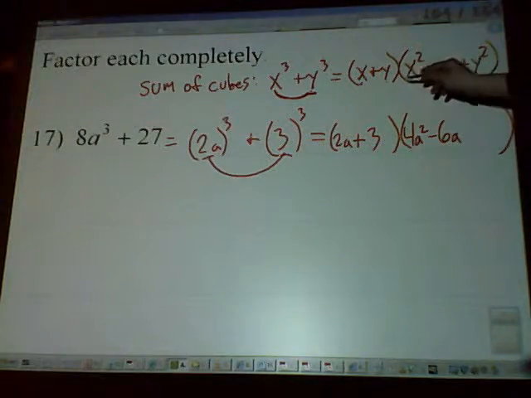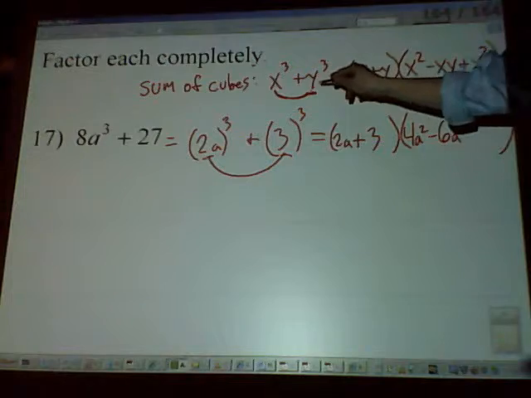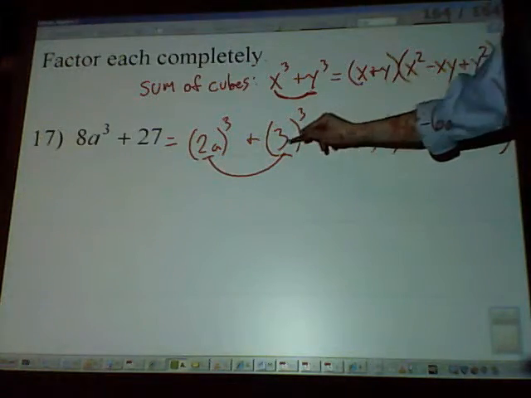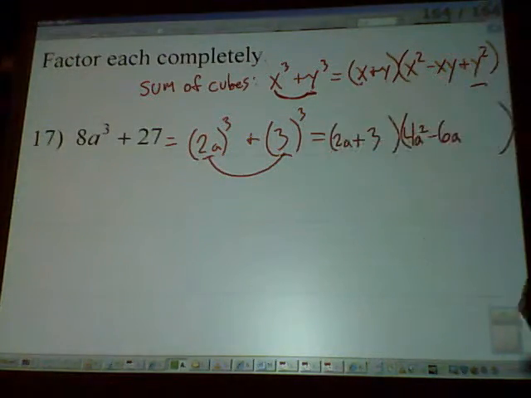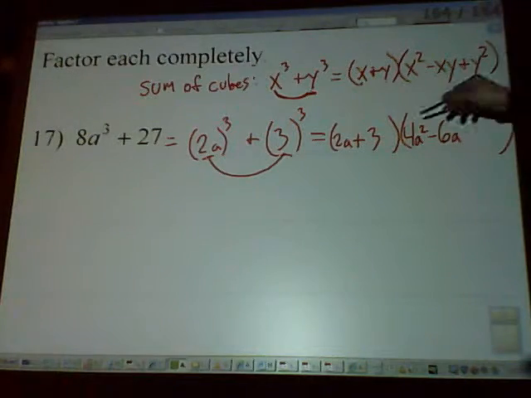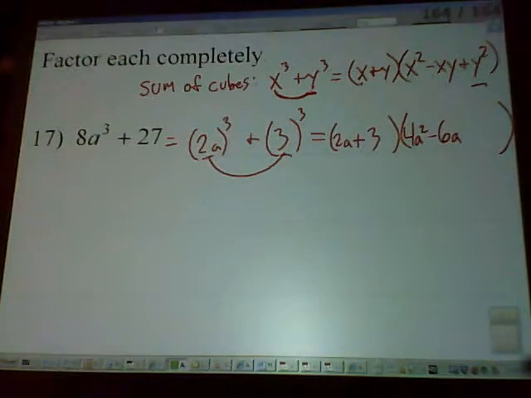Now we're at the last step. Now you just square the second term. So y, what number are we cubing? Oh, we're cubing 3 in the y place. So now for y squared, I'm going to put 3 squared. And what's 3 squared? It's 9. So there you go. I'll fix that 9. This is the way you factor using sum of cubes.